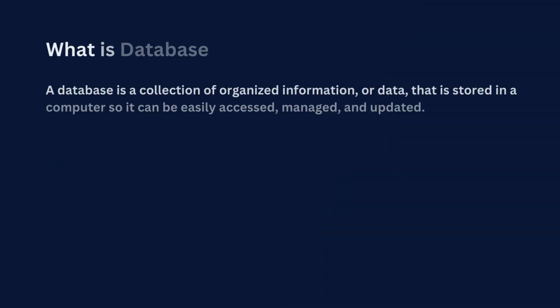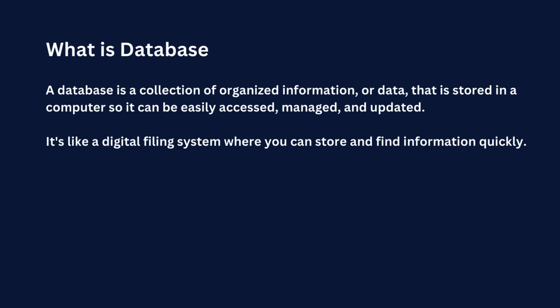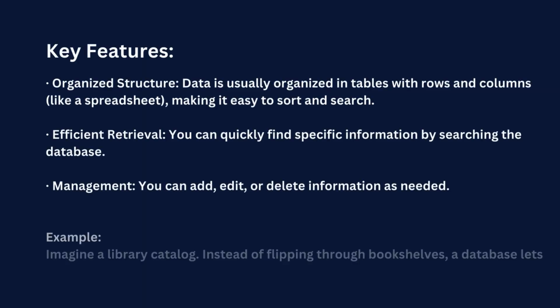A database is a collection of organized information or data that is stored in a computer, so it can be easily accessed, managed and updated. It's like a digital filing system where you can store and find information quickly. We'll see key features of a database.